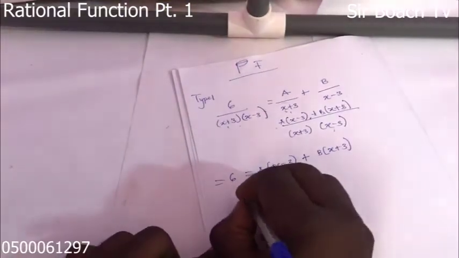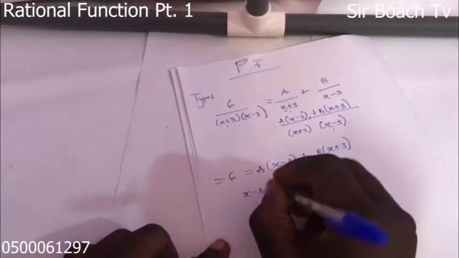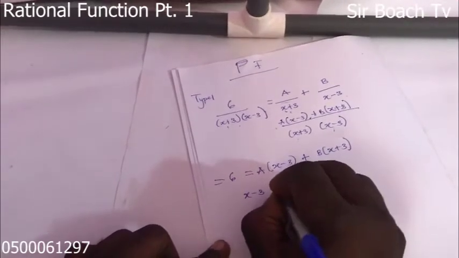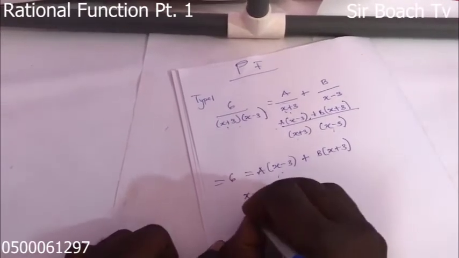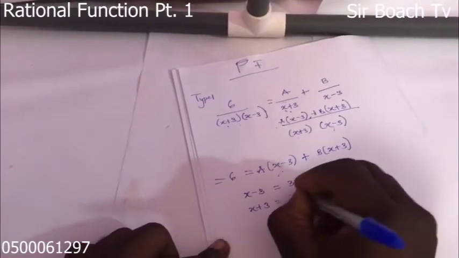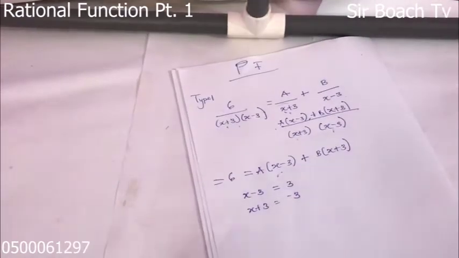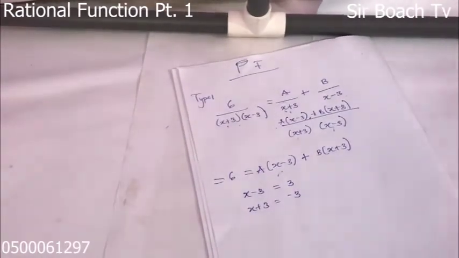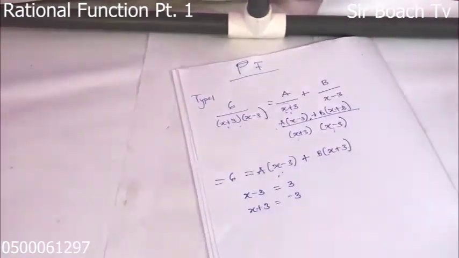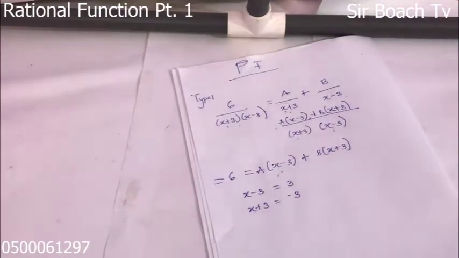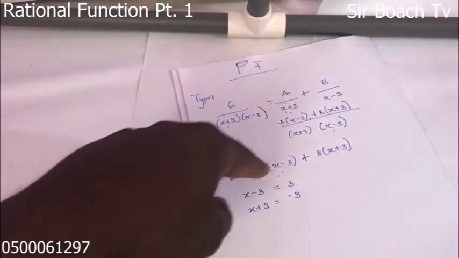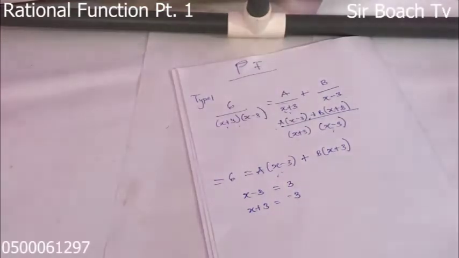So we are going to get x minus 3, then we are going to get 3. We are going to get another one, x plus 3. We are going to get negative what? 3. We are going to get x equals 3 and x equals what? Minus 3. So now we are putting the x equals 3 inside these equations and see what we will get.